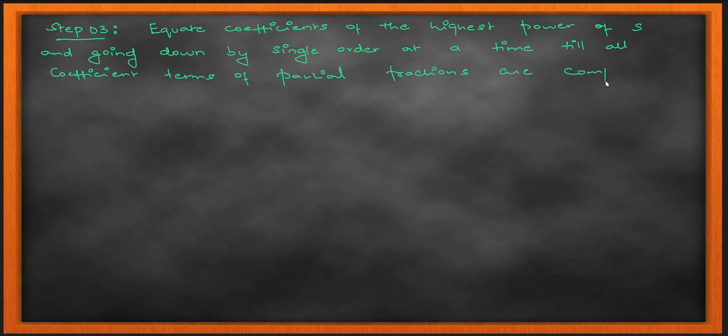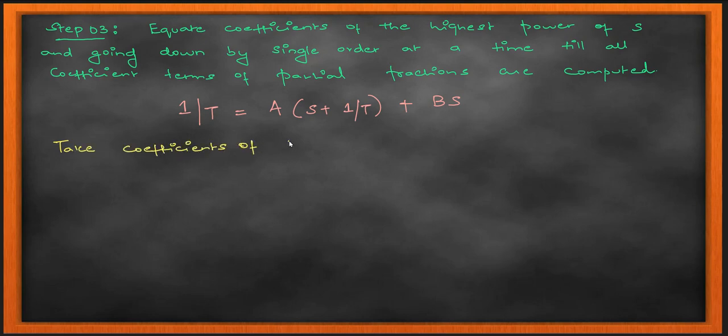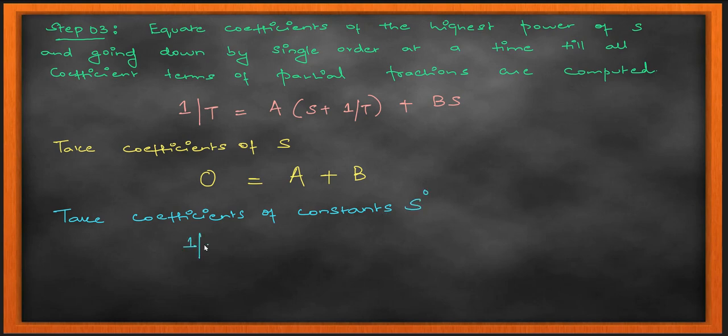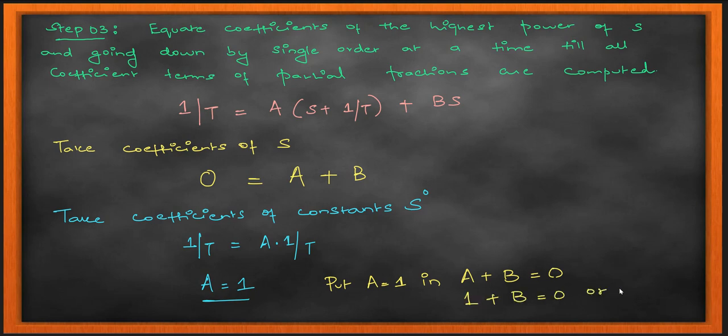So we will apply step 3 to the equation that we have as an outcome of step 2, which is 1 by T is equal to A into S plus 1 by T plus BS. Now take coefficients of S. First start with the highest S term in my equation, which is S to the power of 1. So the coefficient of S gives 0 equal to A plus B. Next, take the coefficient of the constant, or S to the power of 0, which is 1 by T is equal to A into 1 by T. So your A becomes equal to 1, and A plus B is equal to 0, or your B is equal to minus 1.